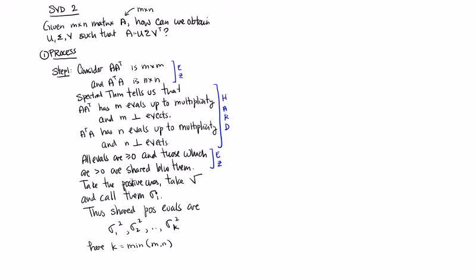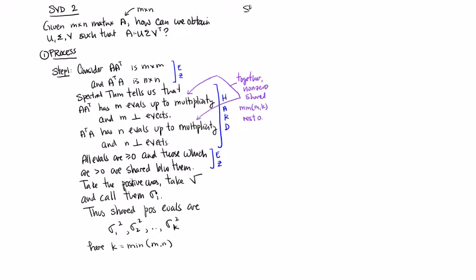The key point here is that since they're sharing eigenvalues, if A A transpose has m of them, and A transpose A has n of them, then together the non-zero shared ones will be the minimum of those, and the rest will be 0. We'll see that come up in our examples.